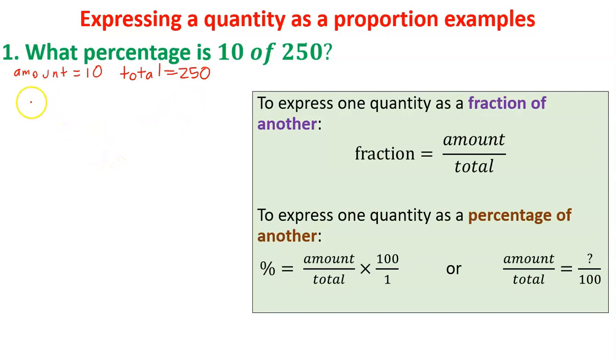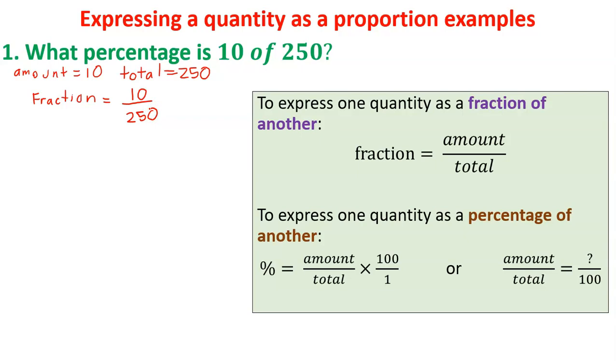So now after we've worked that out, we can actually create our fraction. So what's our fraction going to be? So it's the amount over the total. Well, in this case, we've identified our amount is 10, and we know that our total is 250.